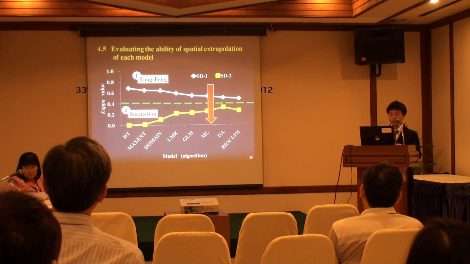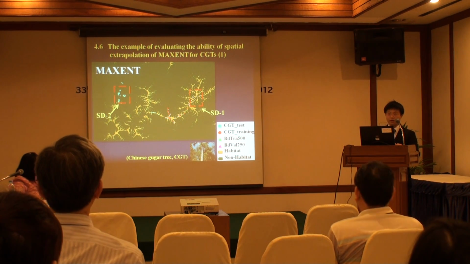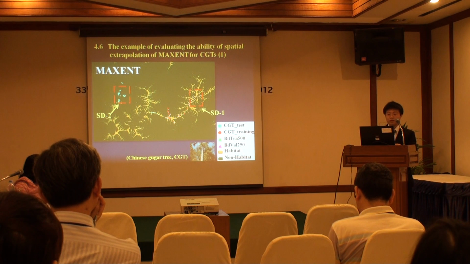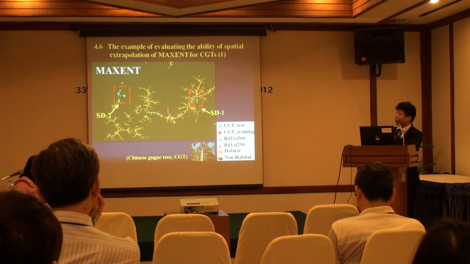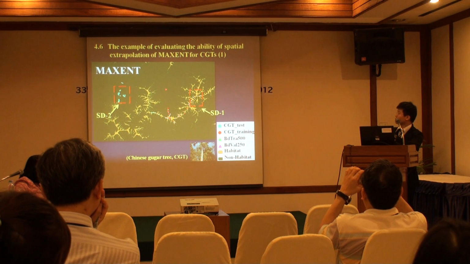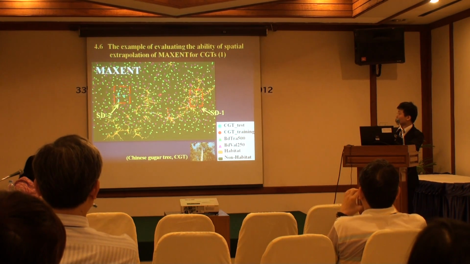And finally, I further show a prediction map as an example by MaxN and try to evaluate the ability of spatial extrapolation. And everyone can see the orange color is our suitable habitat, and the dark green is our background point. And the red point and the sky blue point are our target and the test data. And we added the pink and bright green triangles as our background point.